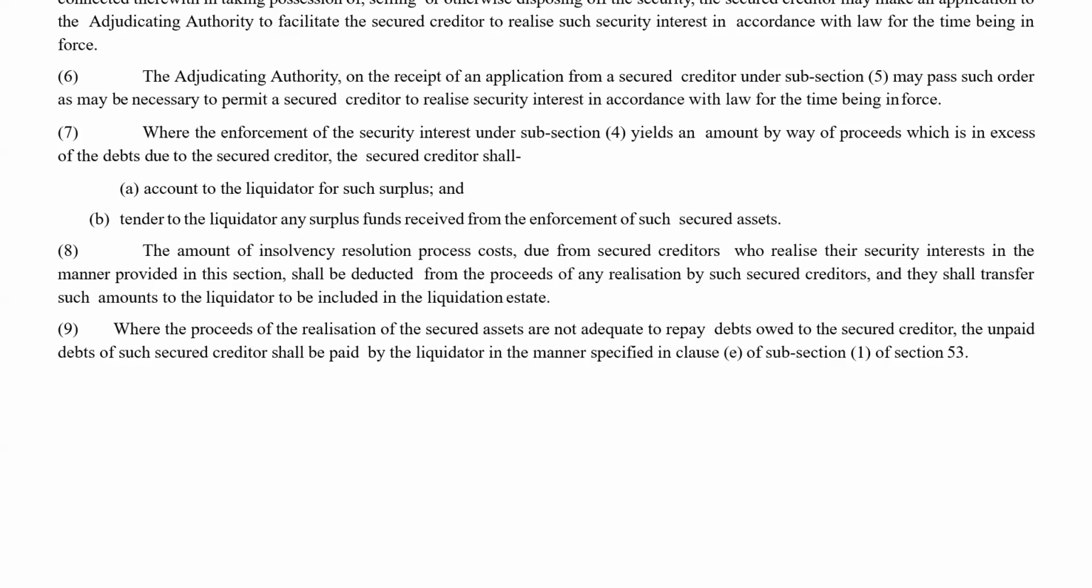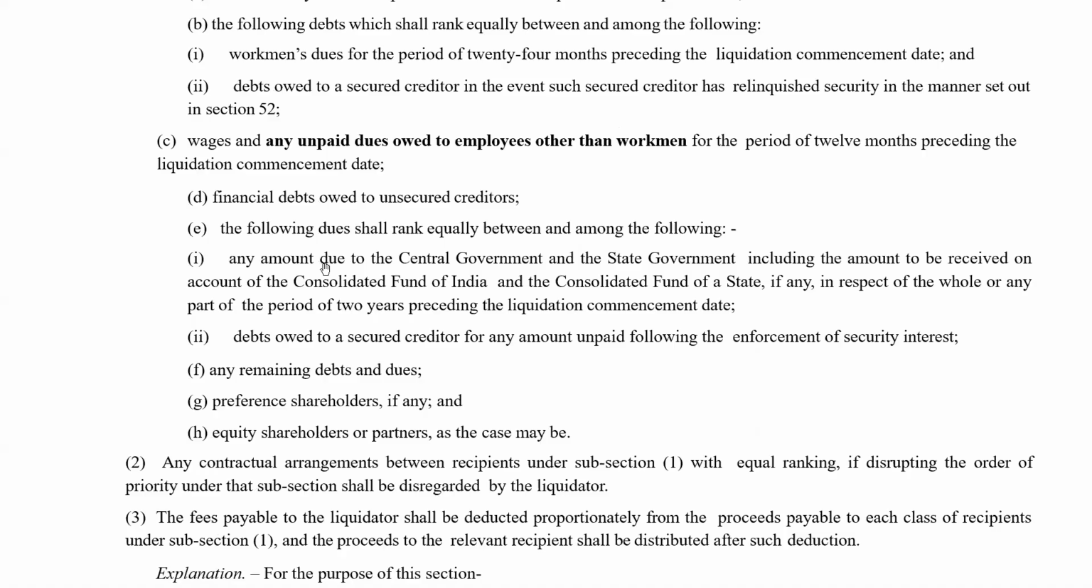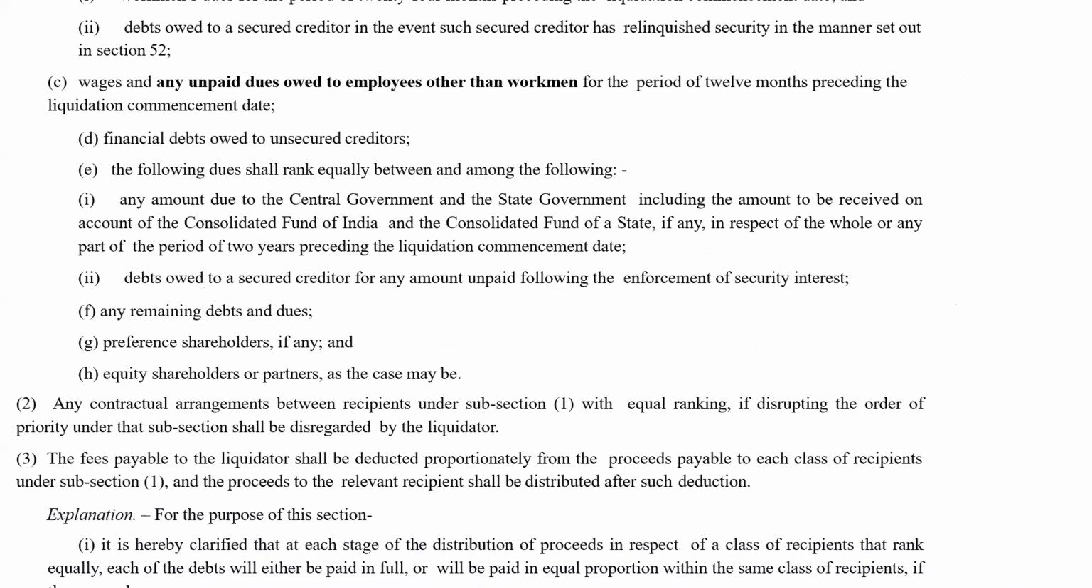And where the proceeds of realization are not adequate to repay the debts, suppose his loan is 500 but he could realize only 400, then what will happen to the balance 100? Sir, it will go to section 53(1)(e). Now let us see 53(1)(e) also. 53(1)(e) has got two parts: government dues, and debts owed to secured creditors for any amount unpaid following the enforcement of security interest. So this is section 53, which we have already seen.